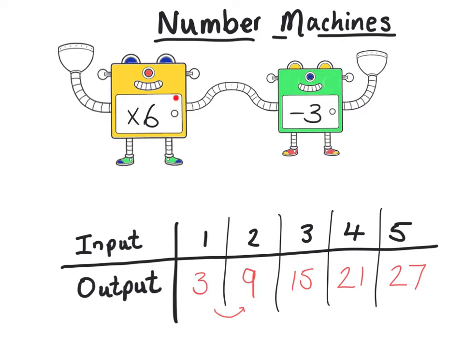Multiply by 6 is 24. Take away 3, 21. So that one's right. Put 5 in. Multiply by 6 is 30. Take away 3 is 27. Correct.